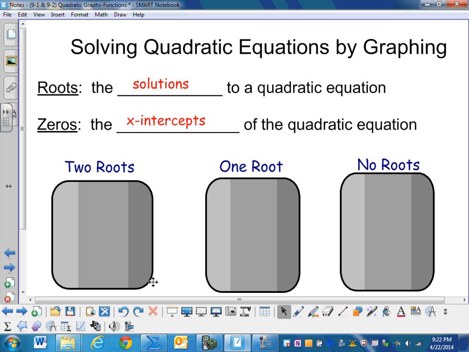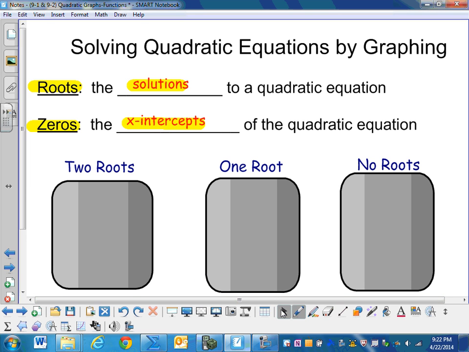So today we're going to learn how to solve quadratic equations by graphing. We're going to be looking for solutions. The solutions to a quadratic equation are called the roots. And the x-intercepts of the equation are called the zeros. The words roots, solutions, zeros, and x-intercepts are synonymous. They can be used interchangeably. They all mean, where does the graph touch the x-axis? What is the x value when y is 0?